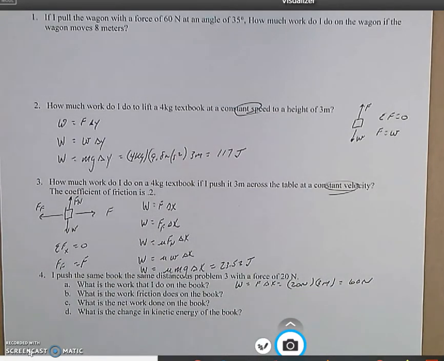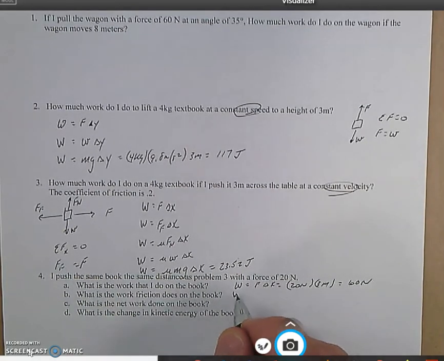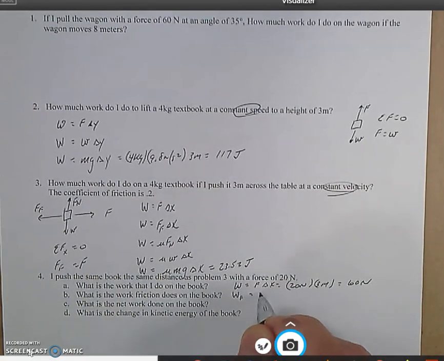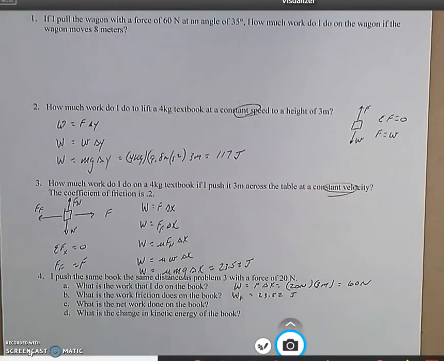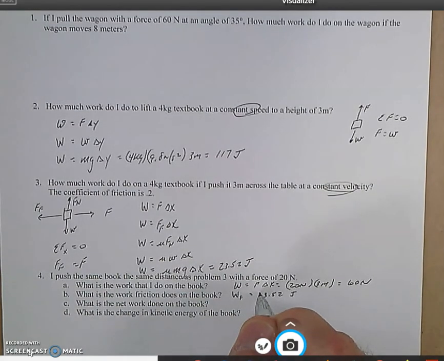Now you go to question 4 and I push harder. So I do more work, 60 joules. But nothing changes with respect to friction. So the work done by friction is still 23.52 joules. Because if I did mu times the normal force times delta x, it'd be the same values as it was up there in question number 3.